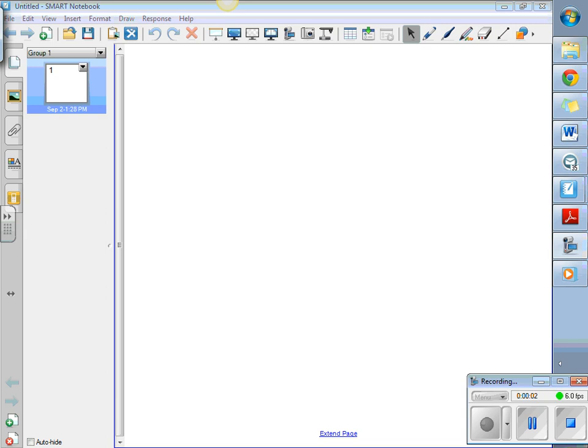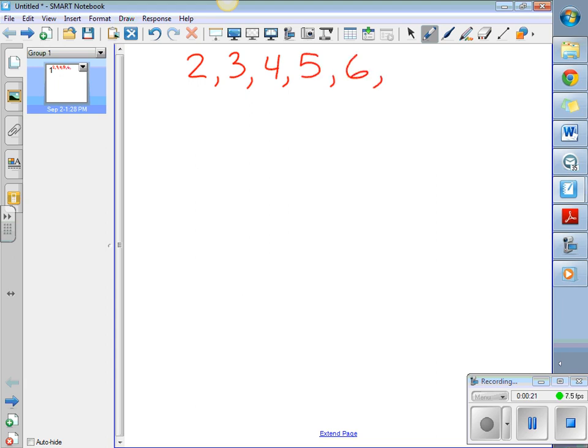So I wanted to do a little bit to help you out with your skill drills for this time around, and divisibility rules for the numbers 2, 3, 4, 5, 6, and 9 are on the back of your skill drill sheet. The first one is the number 114.